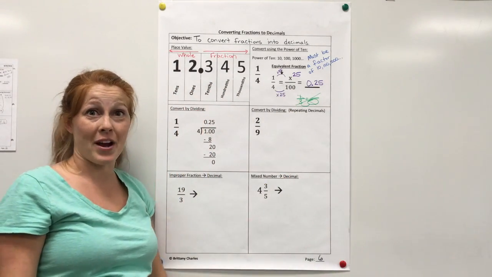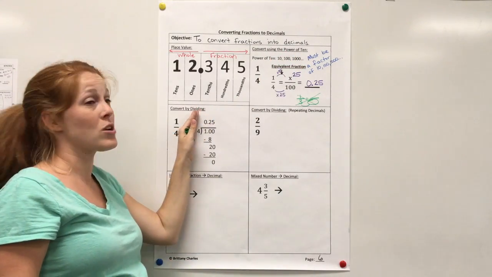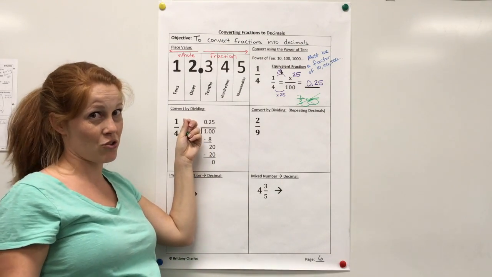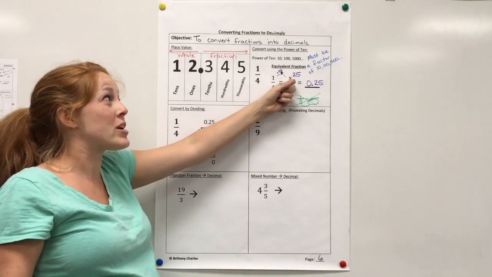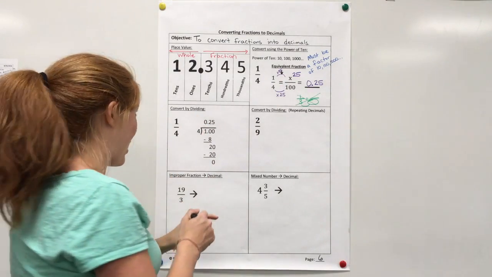And you can just convert by dividing. Now, even though the last strategy only works with some fractions, dividing works with all fractions. So I recommend you use this strategy, at least know it. You can get by without knowing the last one. You cannot get by without knowing this, okay?